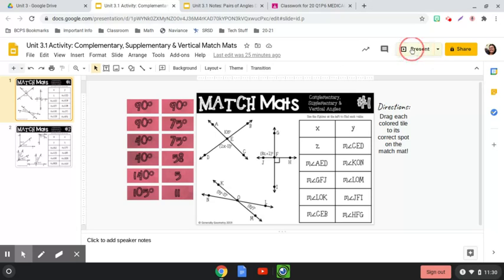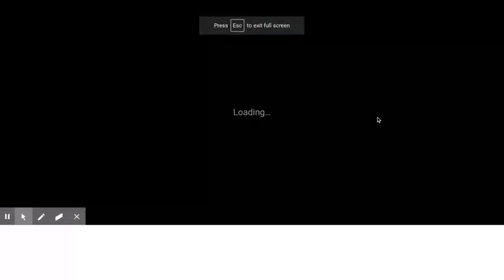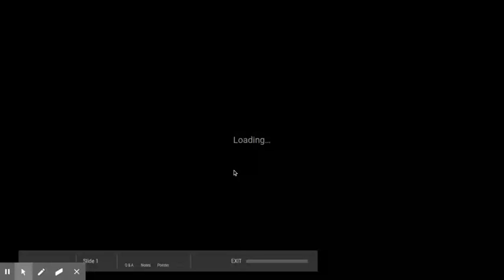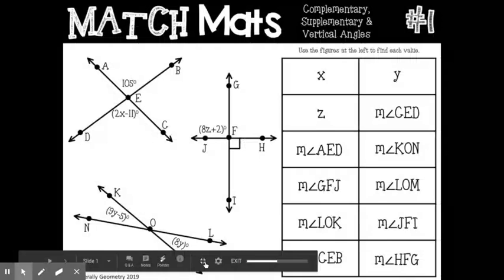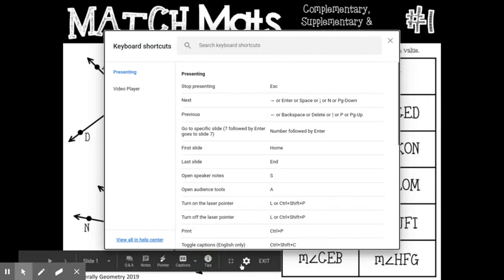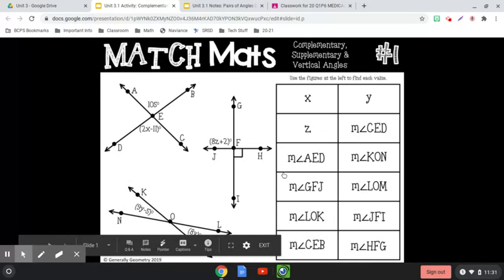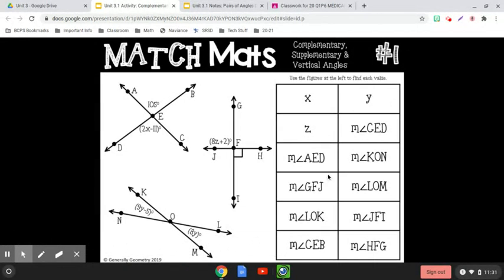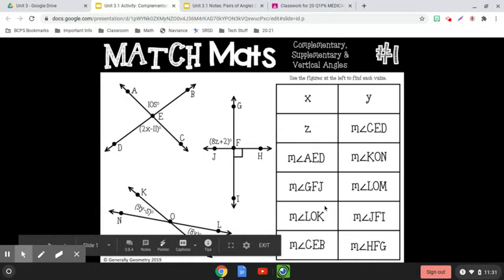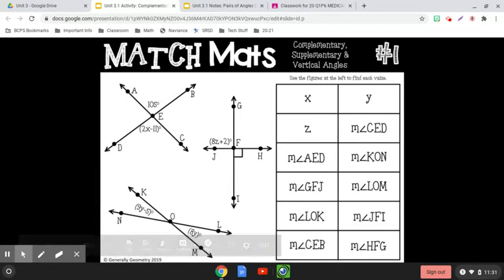So right now I'm just going to go ahead and present to make it a little bit bigger. That's not what I wanted. There we go. So for each of these boxes, we need to solve and find what it's asking for.